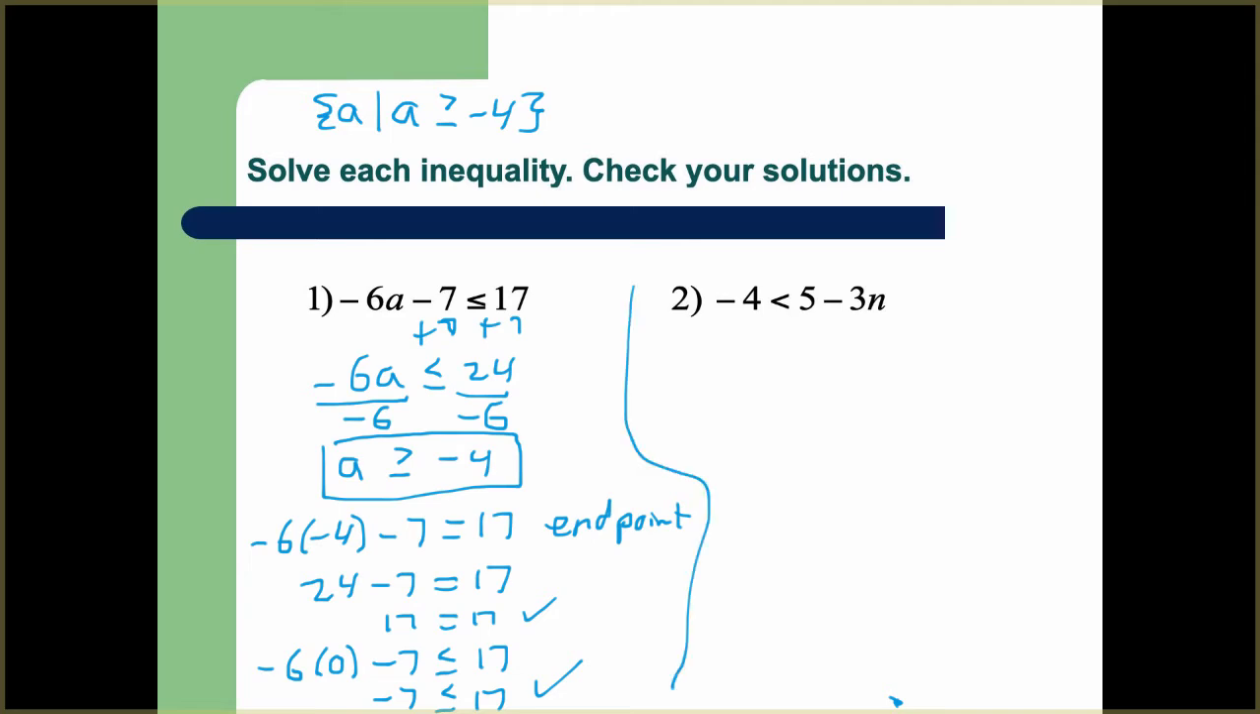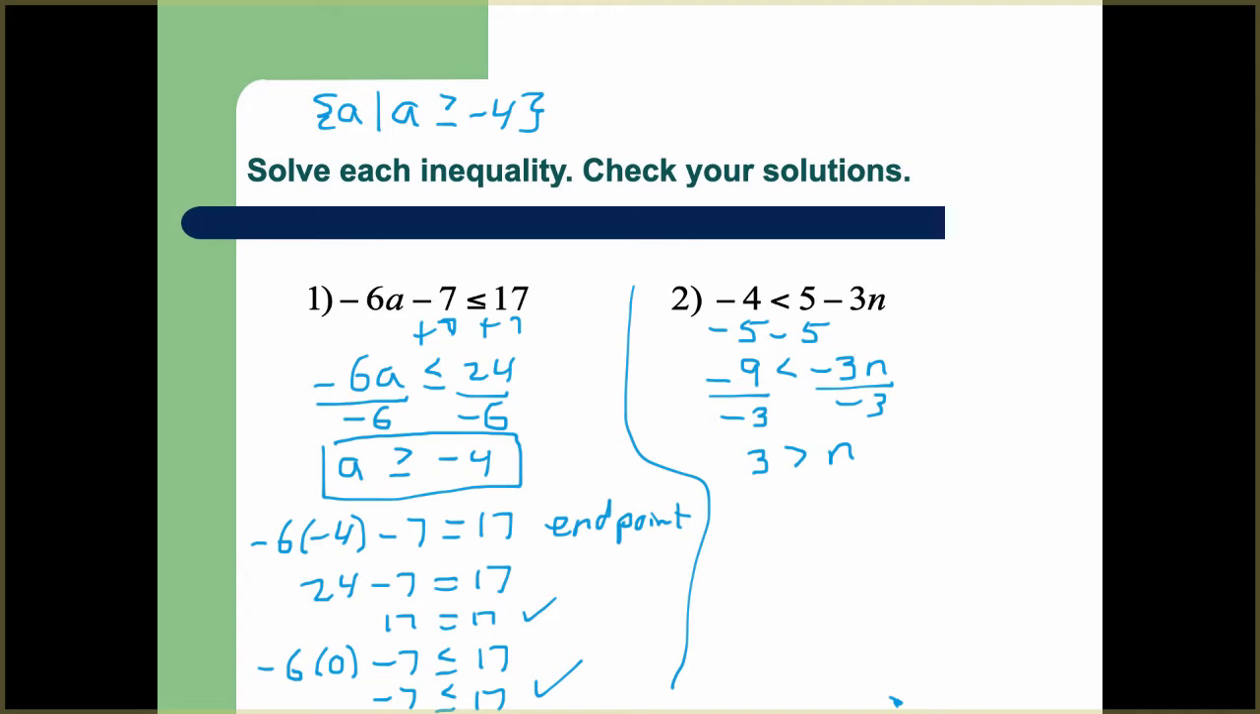The next one, we have negative 4 is less than 5 minus 3n. We need to get the n by itself. I am going to do the inverse operation so I can move my 5 over first. So we have to subtract it since it's a positive 5. We have negative 9 is less than negative 3n. We need to divide by negative 3 to get n by itself, and n needs to have a positive coefficient in front of it. When we divide by that negative number, again, we need to flip the inequality. Negative 9, negative 3, we divide each by negative 3, we flip the inequality, and it's 3 greater than n.